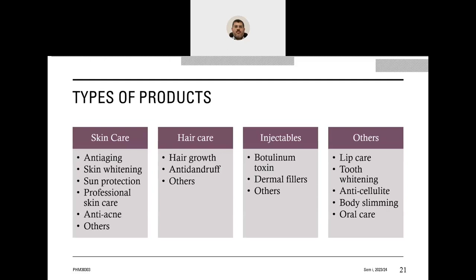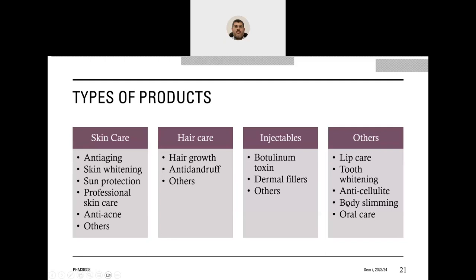So these are the different classes when it comes to skincare. They're anti-aging products, skin whitening products, sun protection products, professional skincare products, anti-acne, professional skin products that are used by dermatologists in skin care salons, and others. Hair care is hair growth products, anti-dandruff and others. Injectables like botulinum toxin that we call Botox. Mostly you hear about Botox. This is the botulinum toxin, and some dermal fillers and others. And then others like lip care products, tooth whitening, anti-cellulite, body slimming, and oral care.